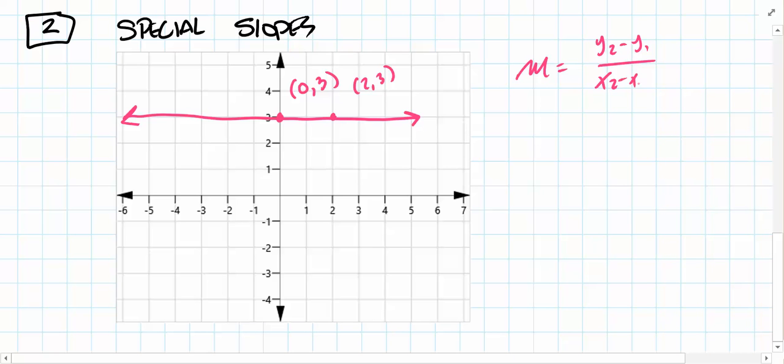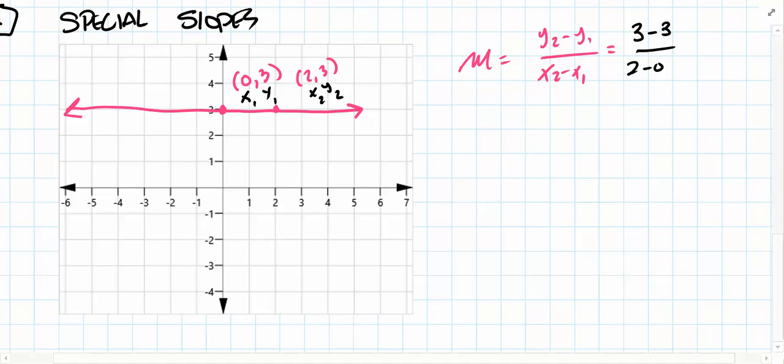Sweet. Hey, which one's which? Does it matter? No, I'll just call this x and y my first pair. I'll call this x and y my second pair. Easy enough, right? Okay, y2, what's that going to be? 3. What's y1 going to be? 3, all over 2 minus 0. What does this give me?